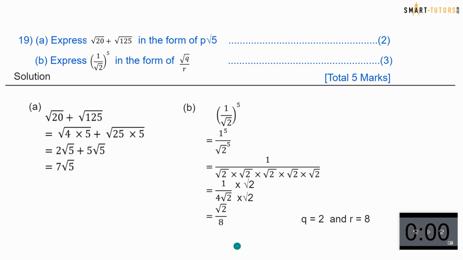So root 2 times root 2 is 2. Again, another root 2 times root 2 is 2. So 2 times 2 is 4 root 2. So the answer is 1 over 4 root 2.